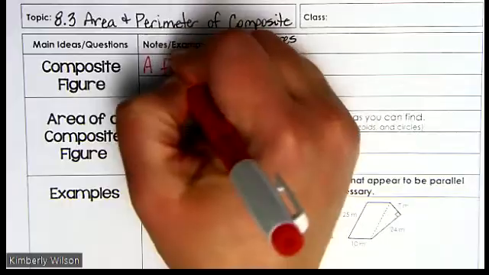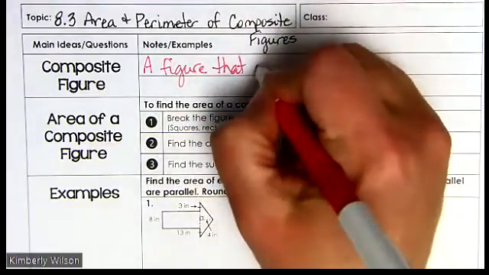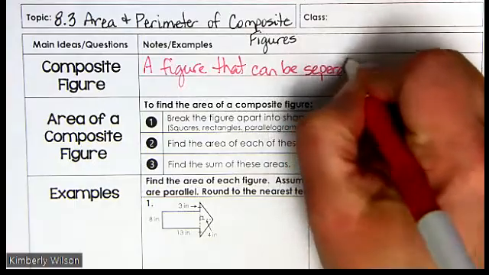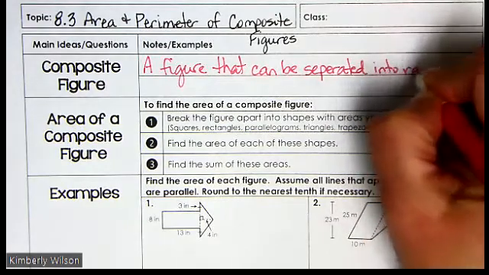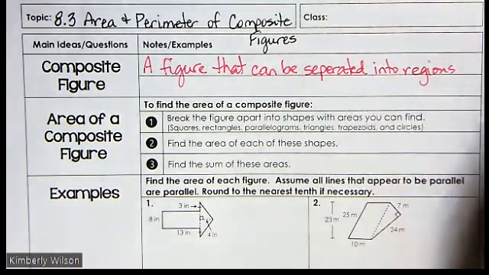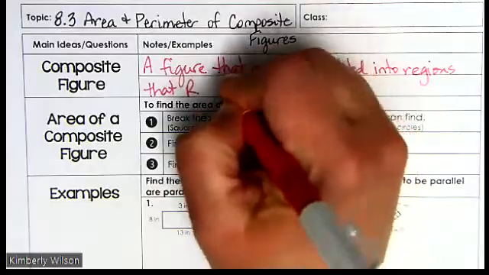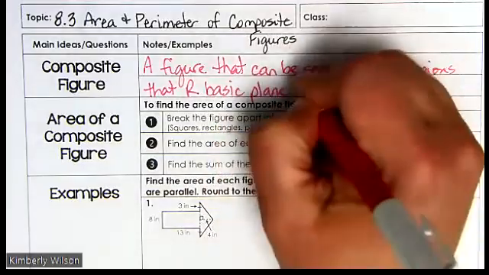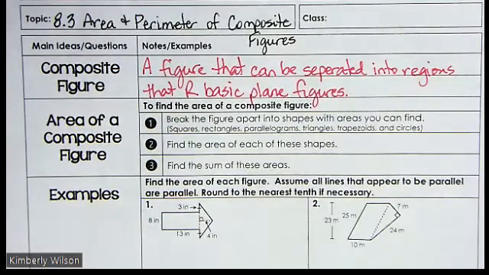It is a figure that can be separated into regions that are basic plane figures. Okay, so now let's talk about what do we do to figure out the area of a composite figure.